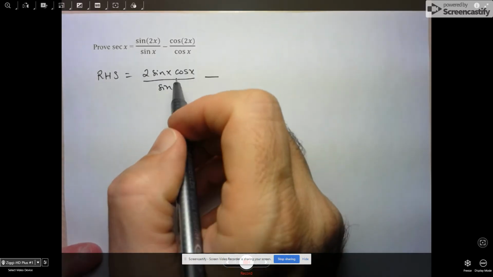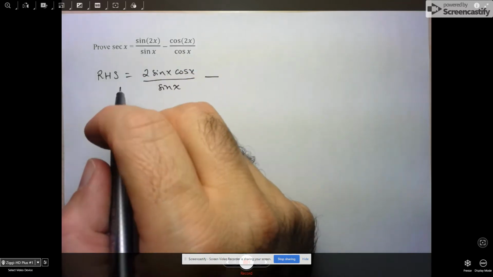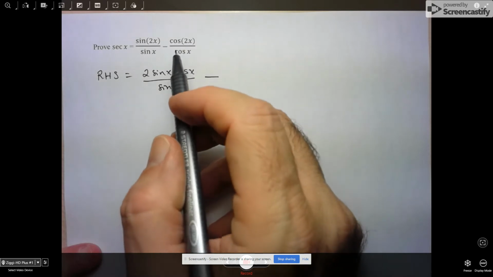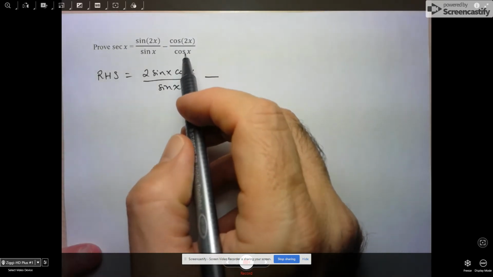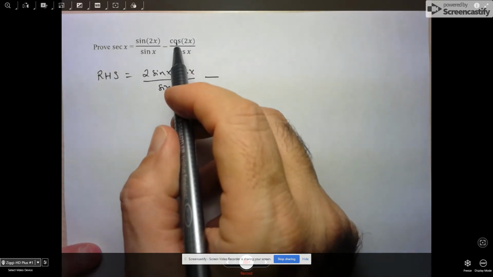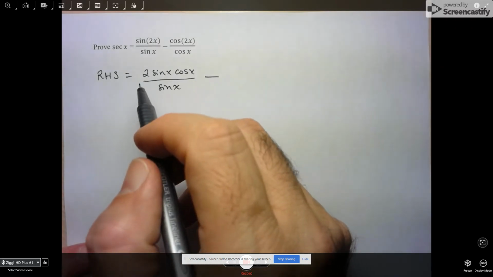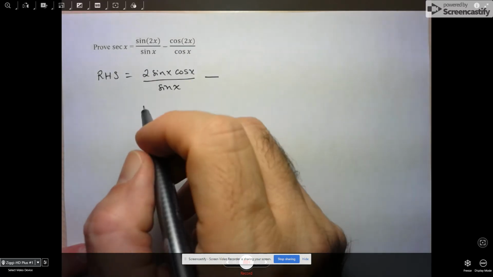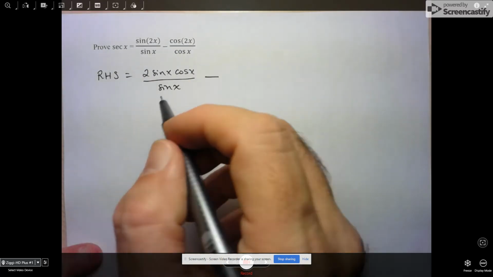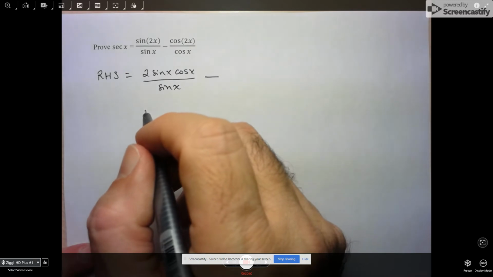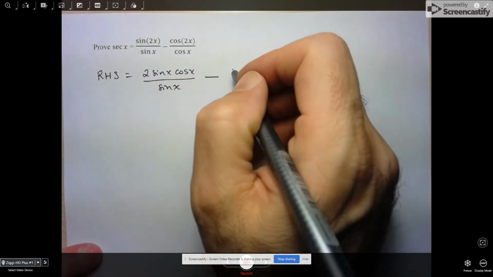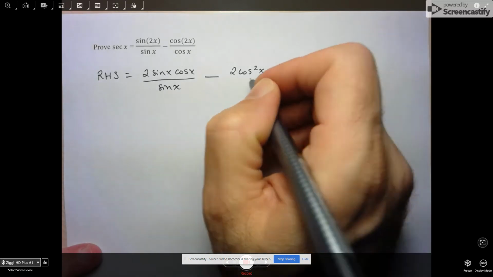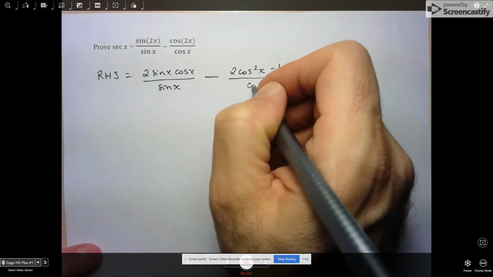Now this is where we have to be a little more careful because cos 2x has 3 possible options. All right. So what you want to do is you want to look at what's nearby. And I see that it's being divided by a cos x. So I'm going to use the version that only has a cosine x. In fact, I'll do another version of this here just to show you that I can still get to the same answer, just with a different identity. All right, so let's do that here. So this becomes 2 cos squared x minus 1, okay, over cos x.